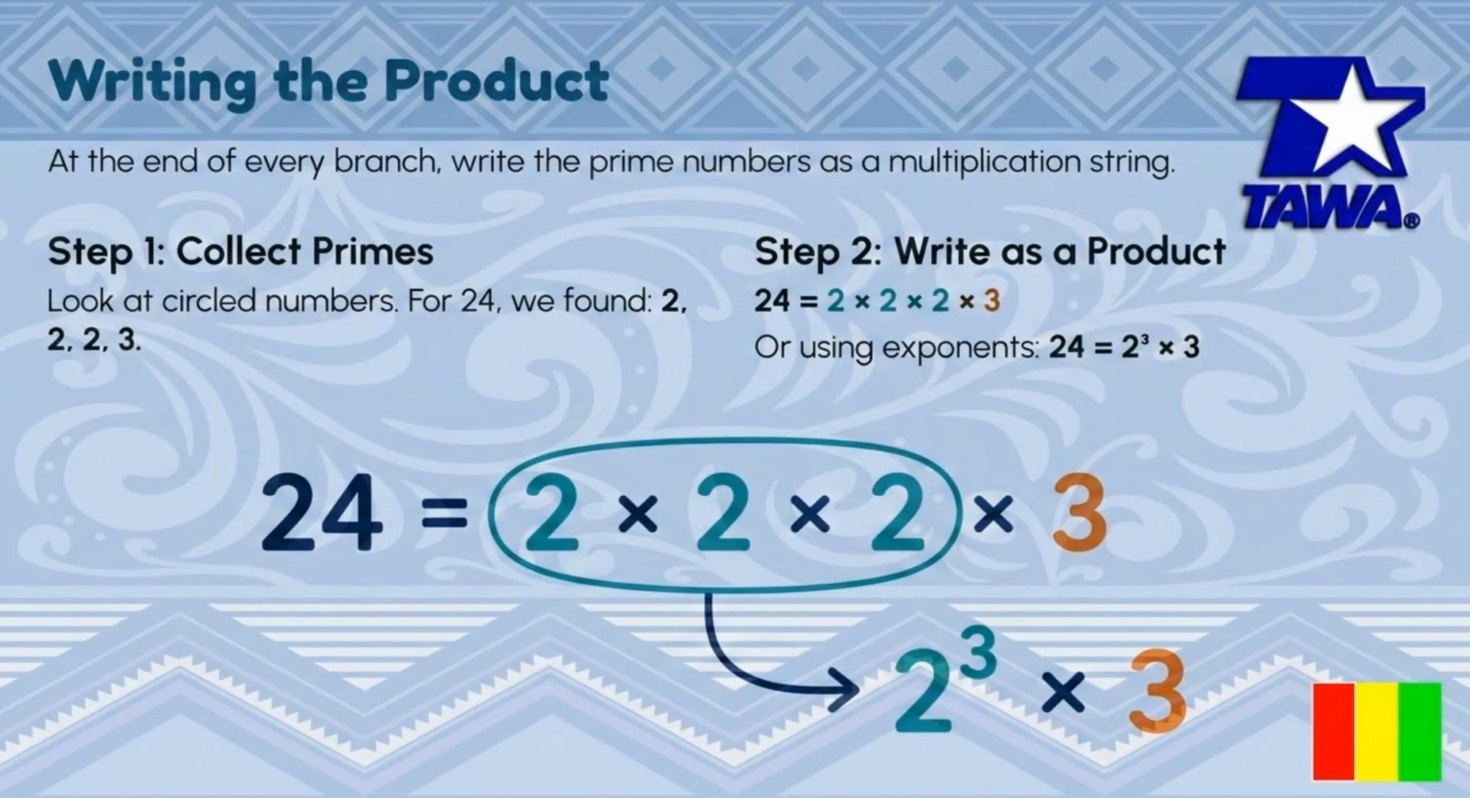For step 1, collect all the circled prime numbers at the end of every branch. For 24, we found 2, 2, 2, and 3. Step 2, write them as a product. 2 times 2 times 2 times 3, or using exponents, 2 cubed times 3.